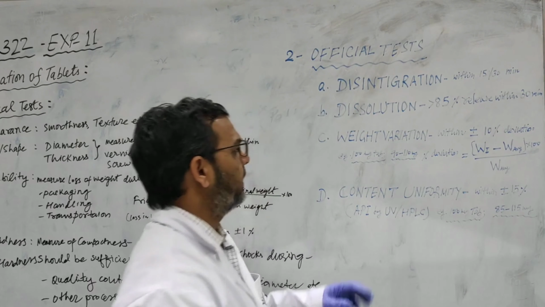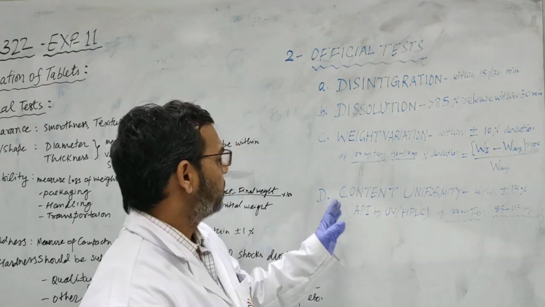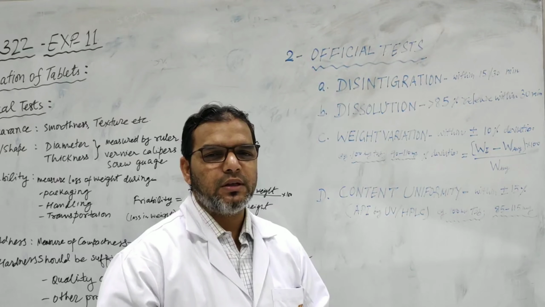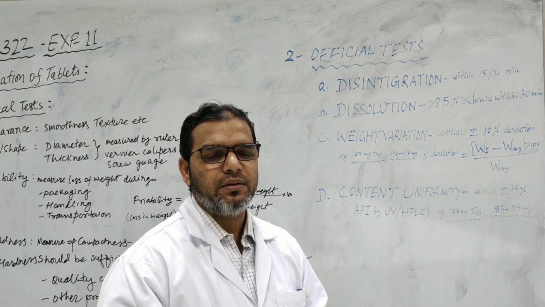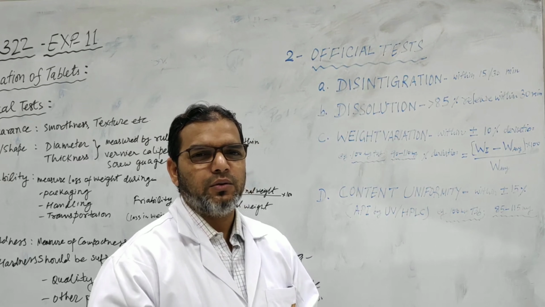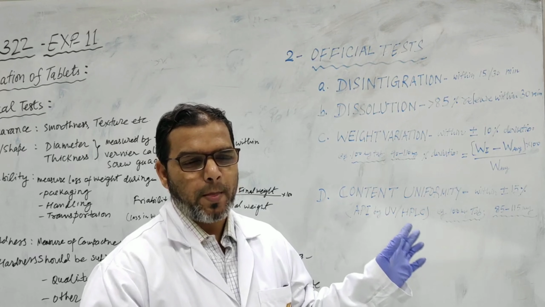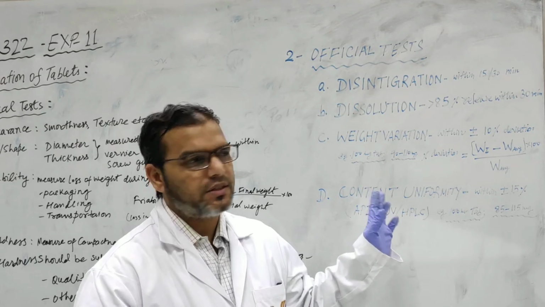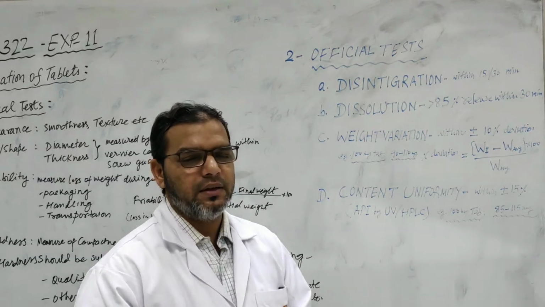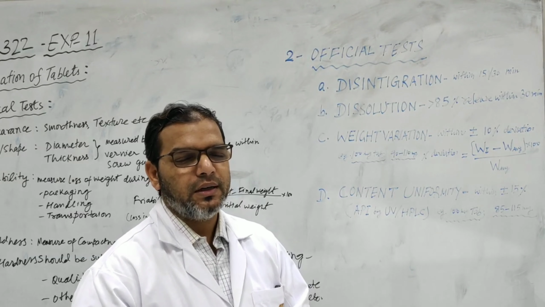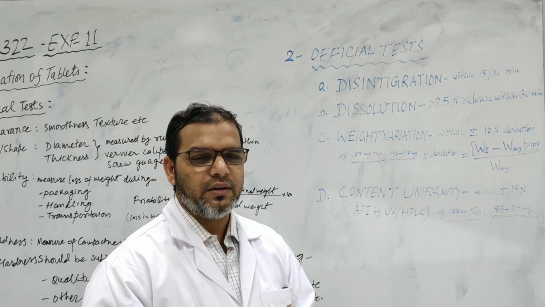Then we have the third test, which is weight variation, and the fourth one is content uniformity. Both of these tests are a part of uniformity of the doses. You prepare a tablet, and the question is whether the tablet is uniform or not. You are going to do this by weight variation and content uniformity. Weight variation is a level 1 test.